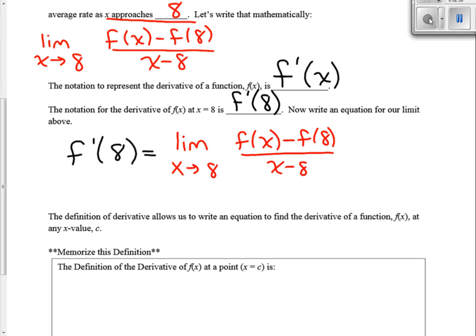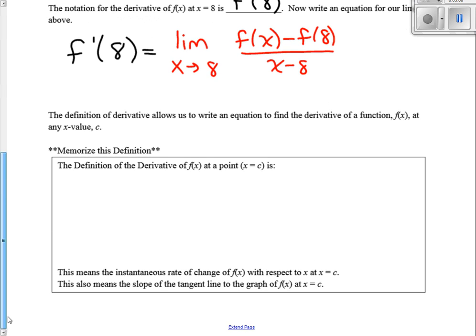So the definition of derivative that we're going to look at in just a minute allows us to write the equation to find the derivative of a function at any x value called c. In our case, our c was 8 in the one we just did, but this will work for any value that we want. Now, this definition that we're going to write down, you must know this for the rest of your calculus life. As long as you are in a calculus class, you have to know this.